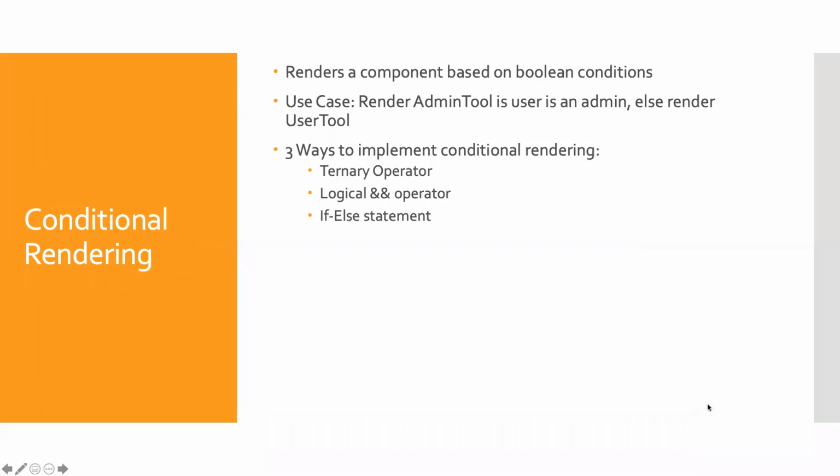So the idea behind conditional rendering is that we only want to render a certain component based on a certain condition, and these conditions are Boolean conditions, which means it's either true or false, right? Consider this use case where I have an app that differentiates between a normal user and an admin user. I want to render the admin tool only when the user is an admin, and I'll render the user tool only when the user is a user.